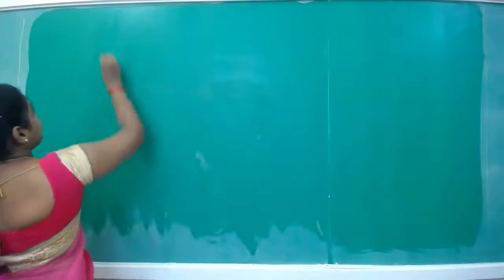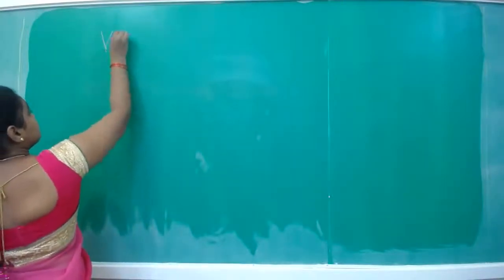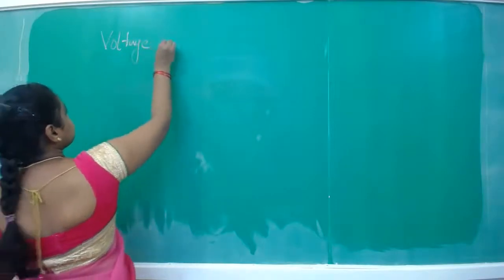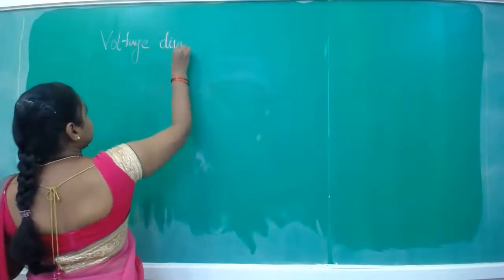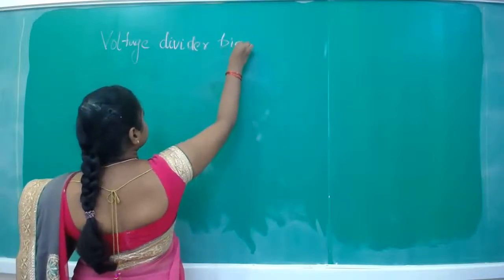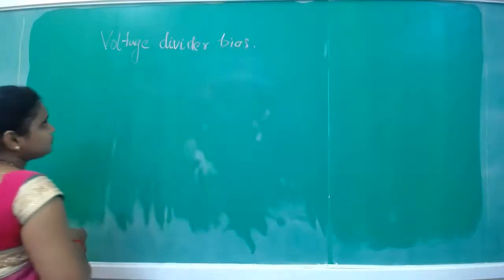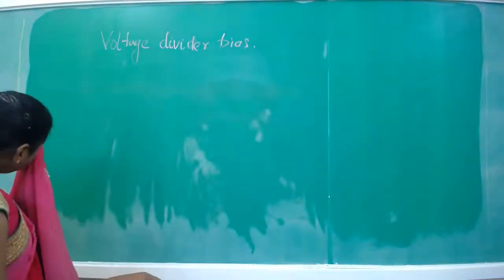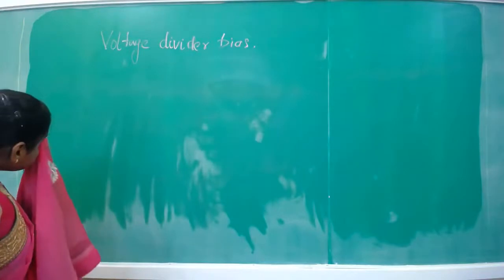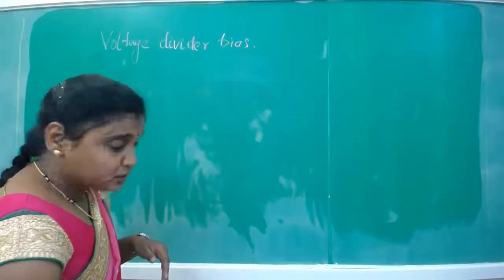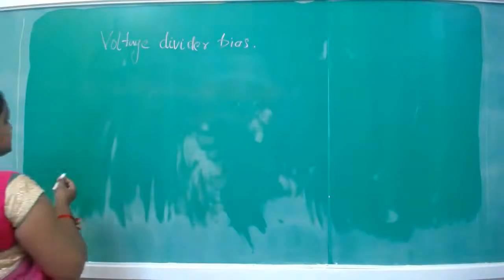Yes, so the voltage divider bias. One thing you know now is that it is the most widely used method of biasing a transistor, the voltage divider bias. I will start with drawing the circuit for the voltage divider bias.